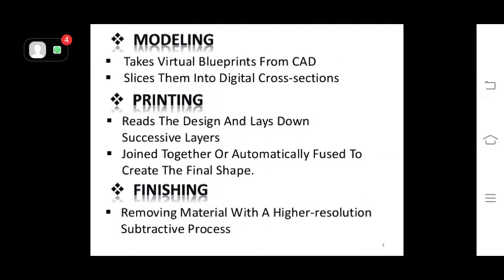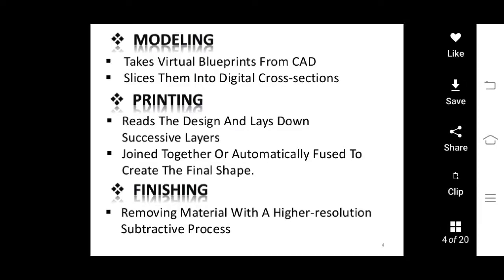This consists of the following phases. First is the modeling phase. It takes virtual blueprints from AutoCAD and slices them into digital cross sections. The next phase is printing. It reads the design and lays down successive layers over the drawing. They are joined together or automatically fused to create the final shape of the structure. And the last phase is the finishing phase. In the finishing phase, removing material with a higher resolution subtractive process is done.